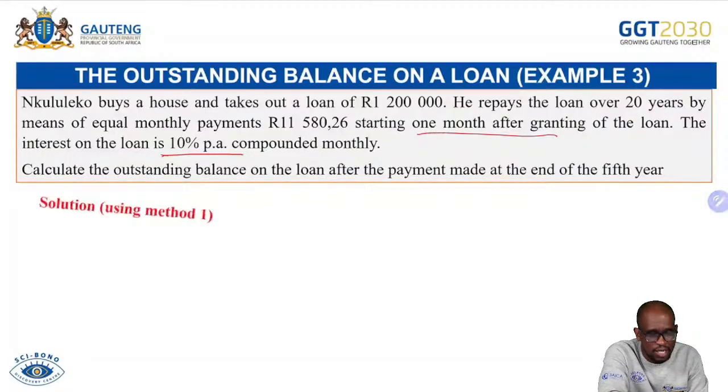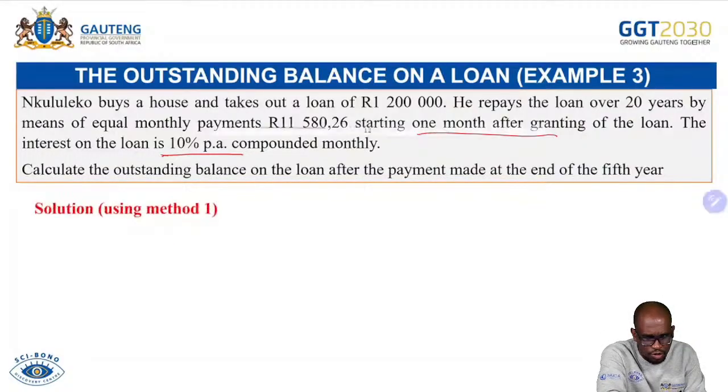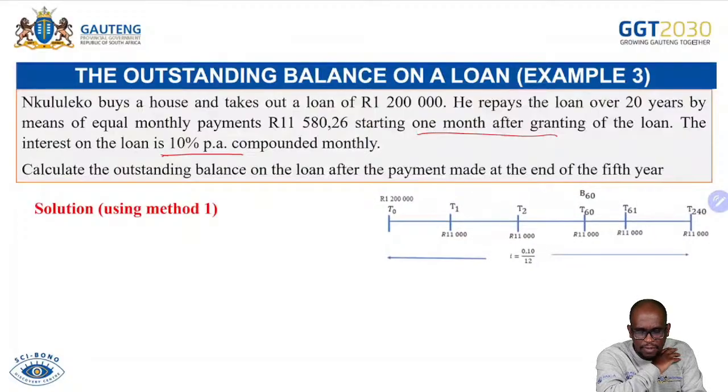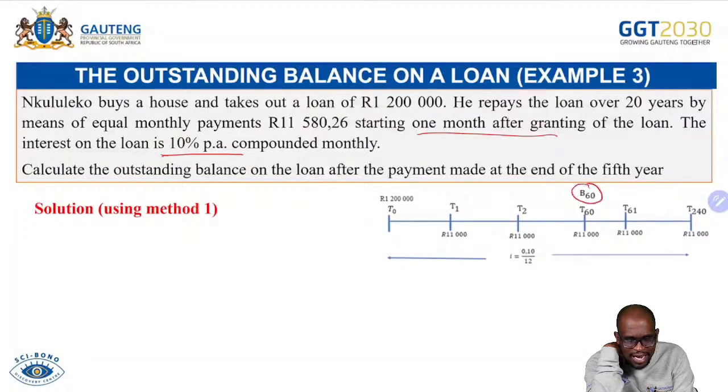All right, so let's see. Using method one, let's bring in the timeline. All right, we want the balance after what? After 5 years.